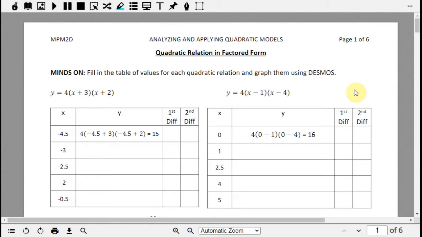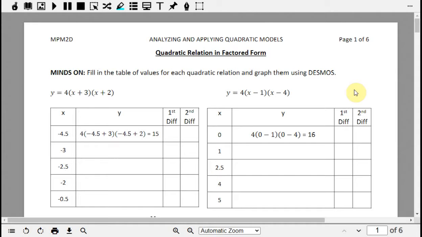We've looked at quadratic relations in y equals mx plus b form, which is slope-intercept form. We've also looked at them in standard form and converted from standard form to slope-intercept form. Now what we will be looking at is quadratic relations in factored form.